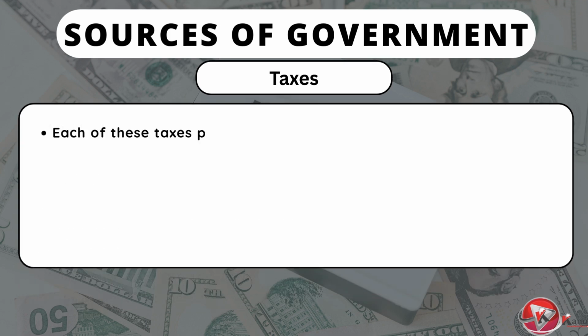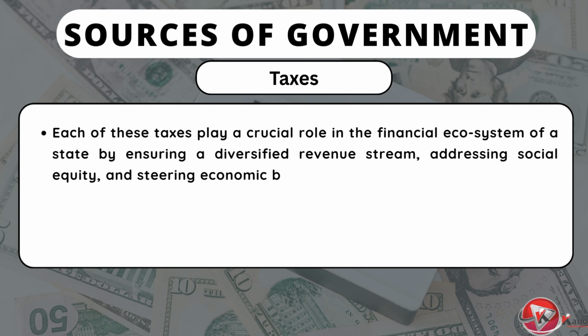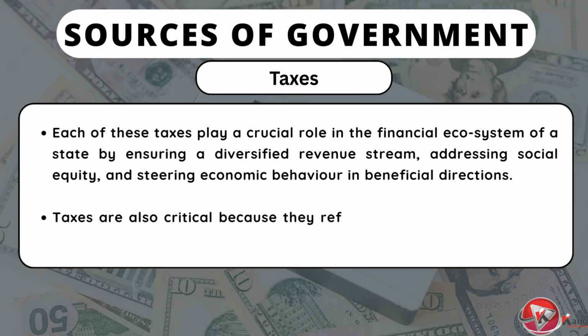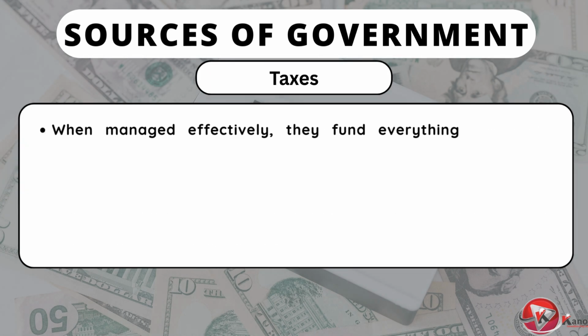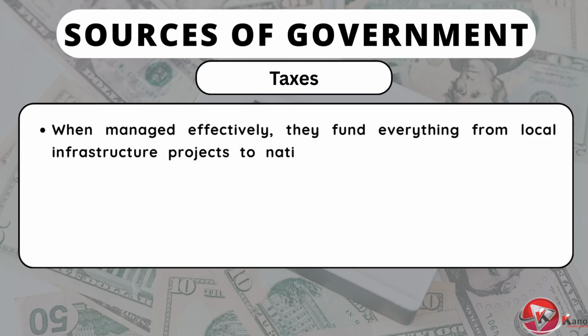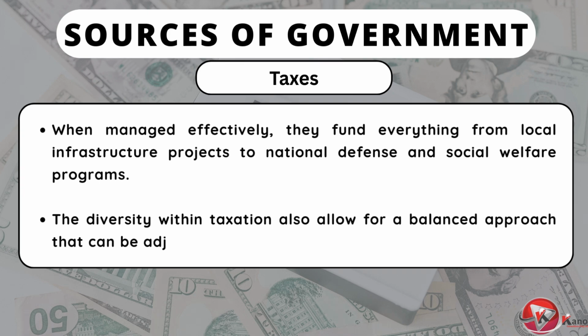Each of these taxes plays a crucial role in the financial ecosystem of a state, by ensuring a diversified revenue stream, addressing social equity, and steering economic behavior in beneficial directions. Taxes are also critical because they reflect the direct contribution of the citizenry to state operations. When managed effectively, they fund everything from local infrastructure projects to national defense and social welfare programs. The diversity within taxation also allows for a balanced approach that can be adjusted to the needs of the economy.